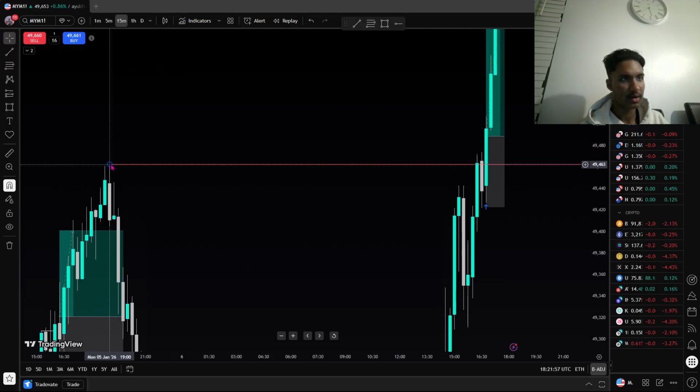Over here, we mark out our key level because our daily bias is bullish. We want to mark out the highs. Now, when we mark out the highs, we go to the 15-minute. We wait for a break on the 15-minute. So we see this break as it closed above.